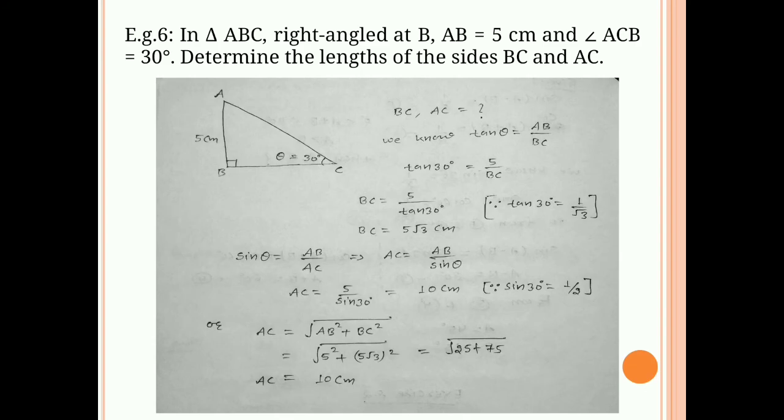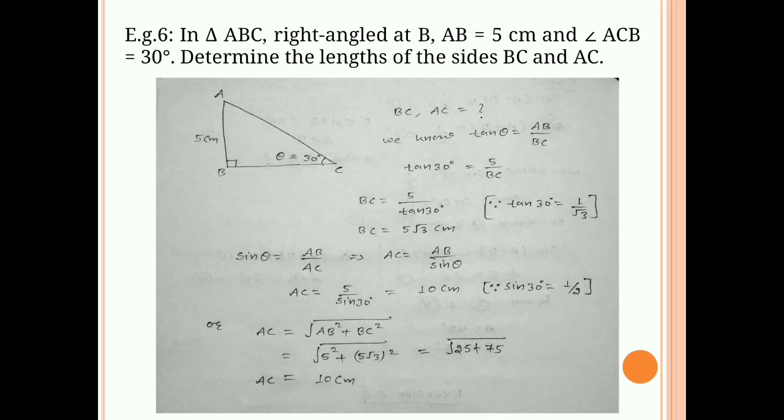In example 6 of your book, it is given that in triangle ABC, right angle at B, AB is 5 centimeter and angle ACB is 30 degree. Determine the lengths of the sides BC and AC. So I took a triangle ABC in which angle B is 90 degree, and it is given AB is 5 centimeter and angle ACB, meaning angle C, is 30 degree. We are asked to calculate the lengths of sides BC and AC.